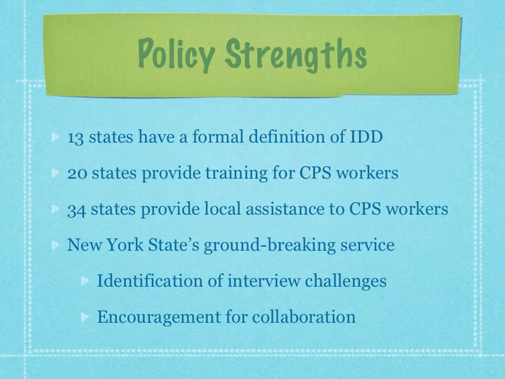There have been efforts by states to support local child protective services, however. In the 2006 article Identifying Children with Developmental Disabilities Receiving Child Protective Services, a national survey of child welfare administrators, it was found that 13 states had a formal definition of developmental disability, which was provided to the child welfare systems in that state. Additionally, 20 states provided training for child welfare workers related to identifying IDD in children. Also, 34 states provided various types of assistance to their local protective service organizations. Unfortunately, there was no oversight to determine the success of these programs.